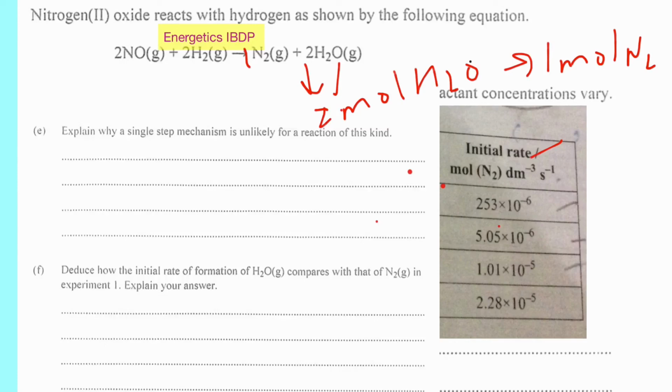So the rate of formation of H2O equals 2 times the rate of N2. So that's it. We have solved this question.